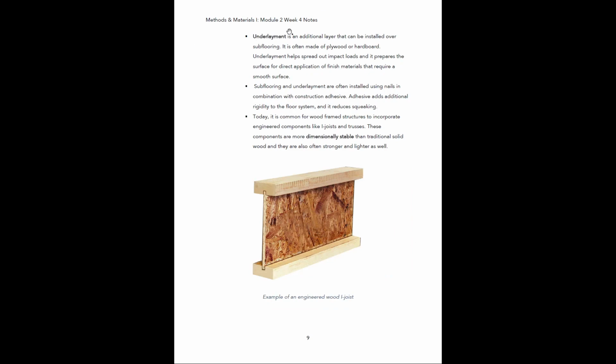Underlayment. All right, so underlayment is an additional layer that can be installed over top of the subflooring, and that's often made of plywood or hardboard. Underlayment helps spread out the impact of loads, and it prepares the surface for direct application of finished materials that require a smooth surface. So it's just a thin additional layer that may or may not be required, and it depends on the flooring material that you're going to be installing.